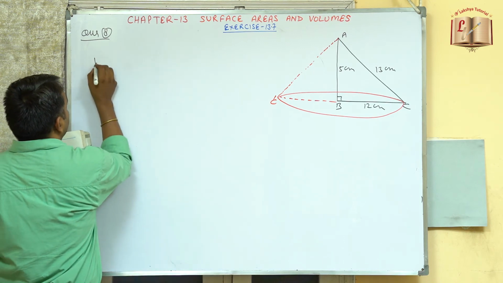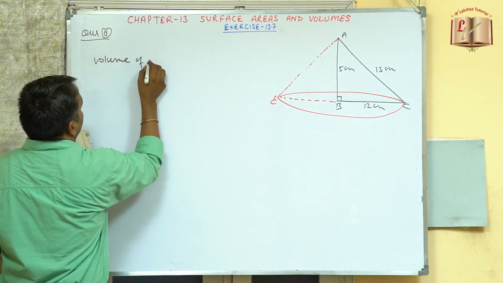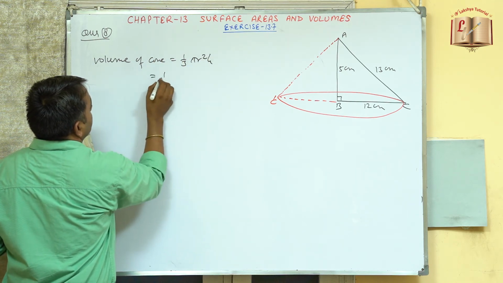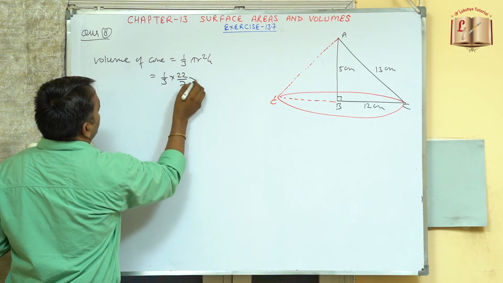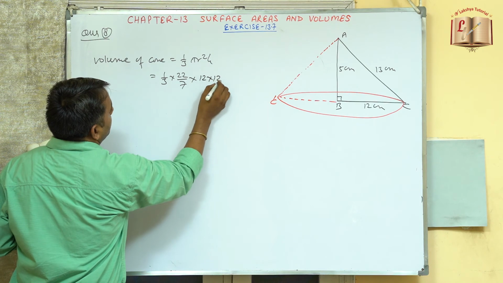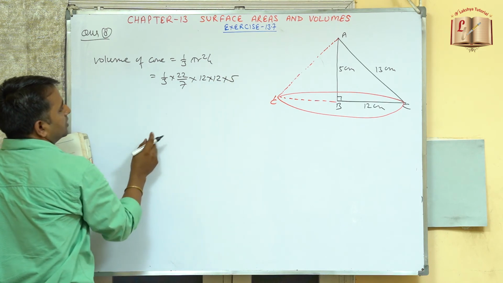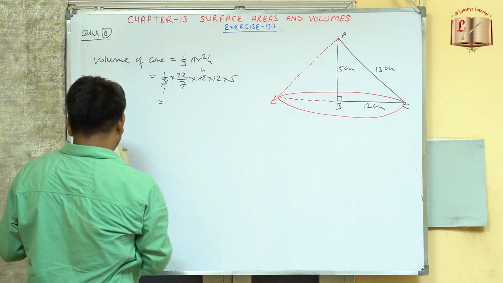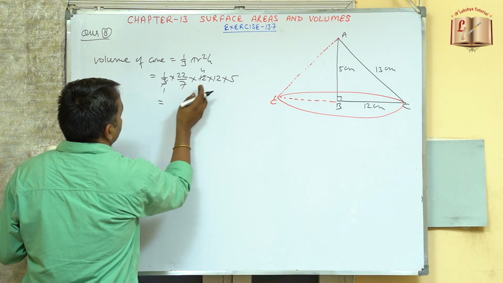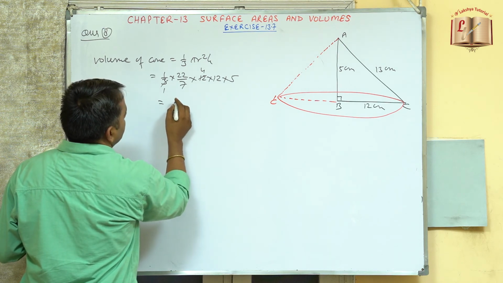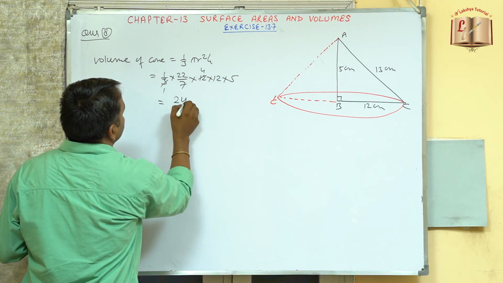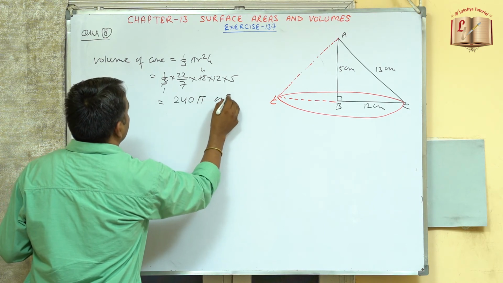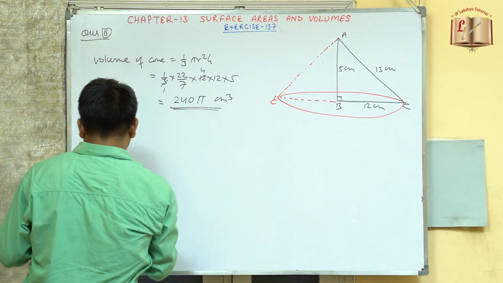So first of all we need to find out the volume. Volume of cone will be equal to 1 upon 3 pi r square h. So this will be 1 upon 3 into 22 by 7 into r is 12 into 12 into height is now 5. So 3 and 4 cancel. This can be calculated in terms of pi or 22 by 7 also. So this is 240 pi centimeter cube.